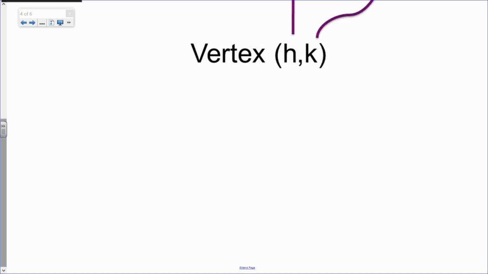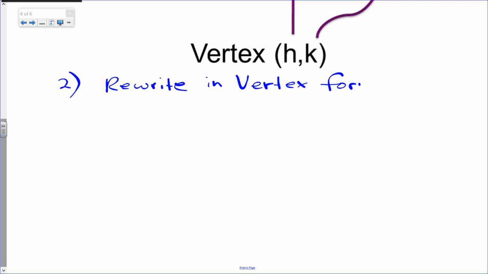So let's rewrite this equation in standard form. So it's number 2. Rewrite in vertex form. And here's the equation. I'm going to put it in standard form. Y equals x squared minus 6x plus 11.